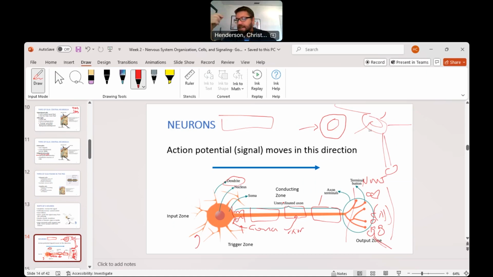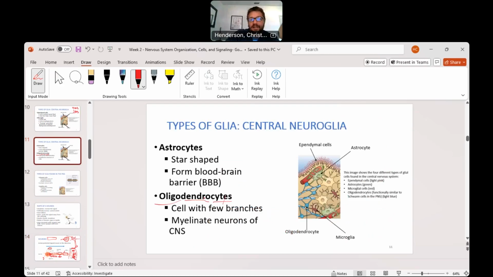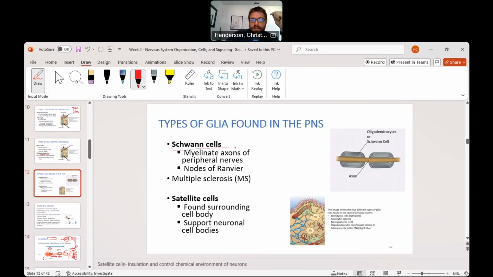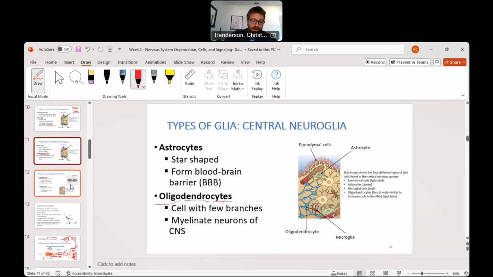Well, think about it. If you didn't have an insulation on a wire and you touched it, what would happen? The electrical activity can go faster and it can go farther in a myelinated cell. So that is in the central nervous system. There is an analogous cell in the PNS called a Schwann cell. The Schwann cells are going to myelinate neurons in the peripheral nervous system. That's the difference.